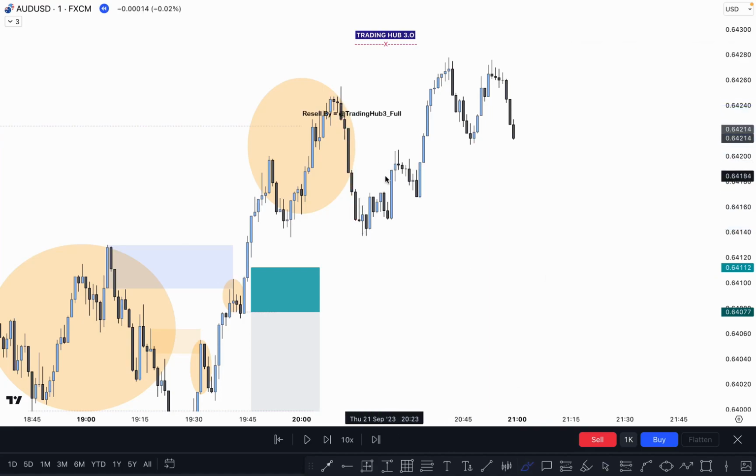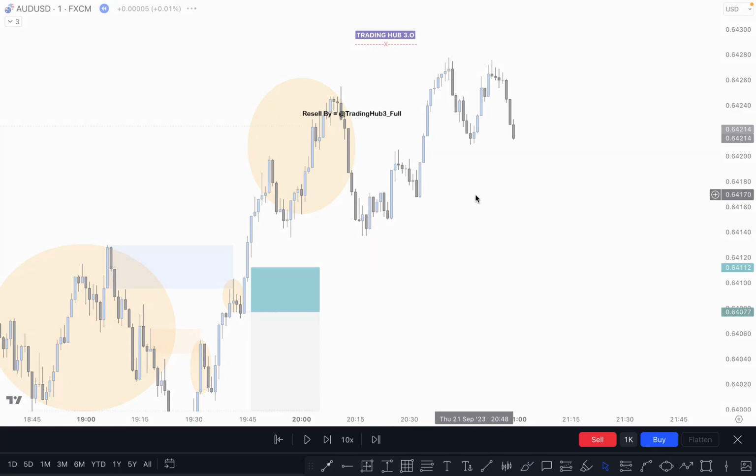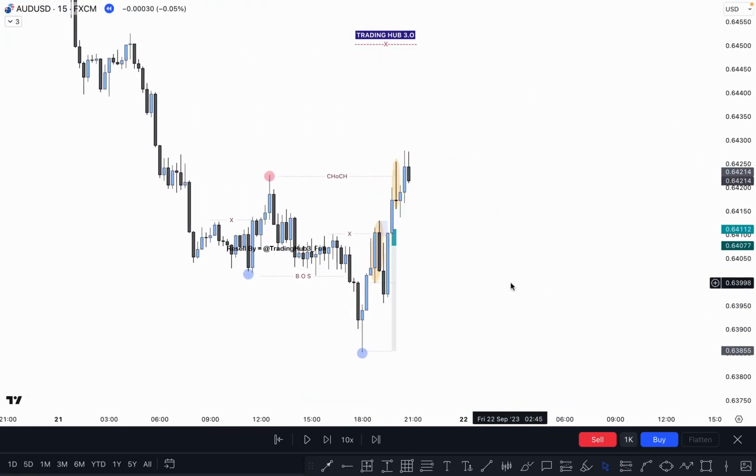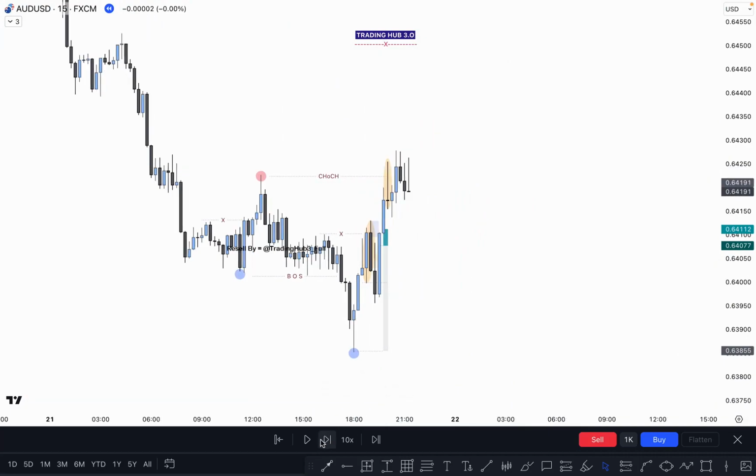So if the market creates any single leg move here, then we can definitely sell here. Okay, so now I'm going to switch again to the 15-minute time frame and wait for another setup, another probability. So let's see what happened next after this one.